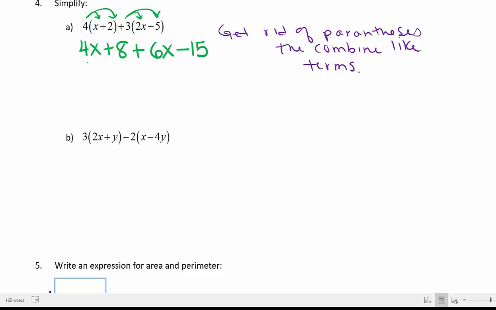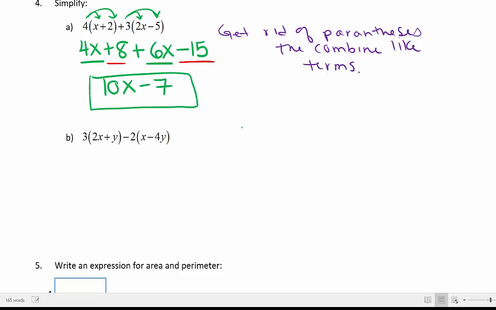After I distribute, get rid of parentheses, I look for like terms, and I can add the 4x and the 6x. That gives me 10x. And then I can also add the plus 8 and the minus 15. Opposite sign, so I subtract. 15 minus 8 is 7, and that's going to be a negative 7. I can't go any further. The 10x and the minus 7 are not like terms. So let's do one more example that's similar.